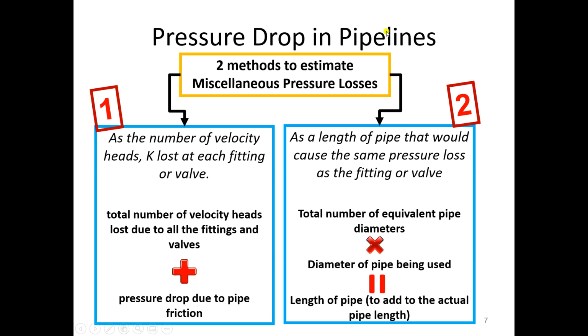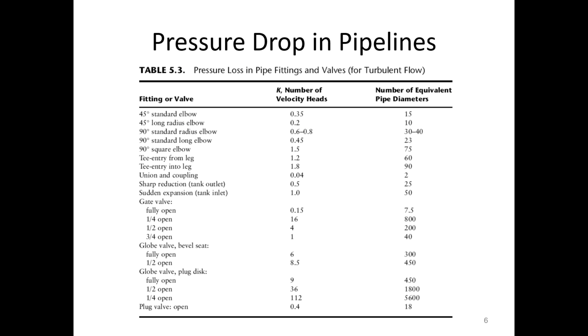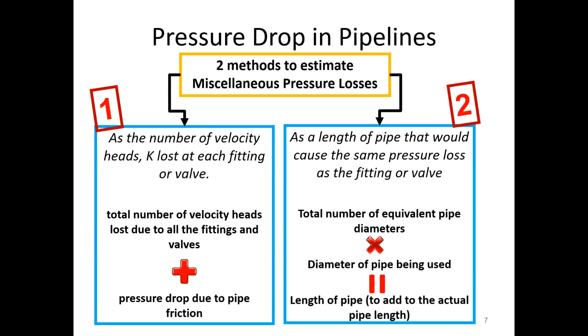Method number one is the number of velocity heads lost at each fitting or valve. So if you see the list here, we have K, the number of velocity heads, and we are going to use those values later. Then what we need to do is add the total number of velocity head losses due to all fittings and valves together with the pressure drop due to pipe friction. So this is how we calculate using the first method.